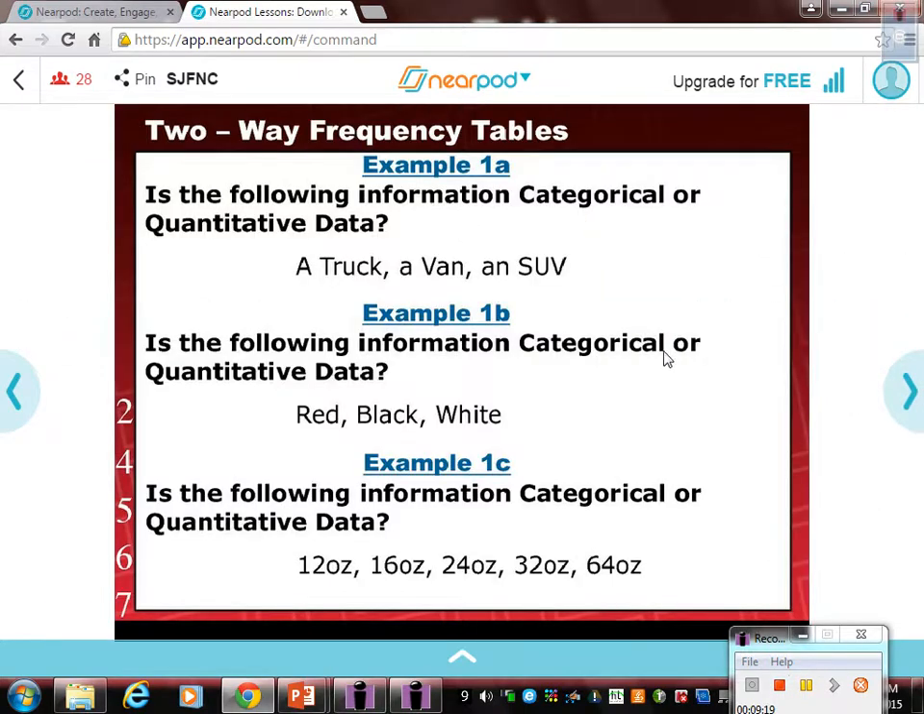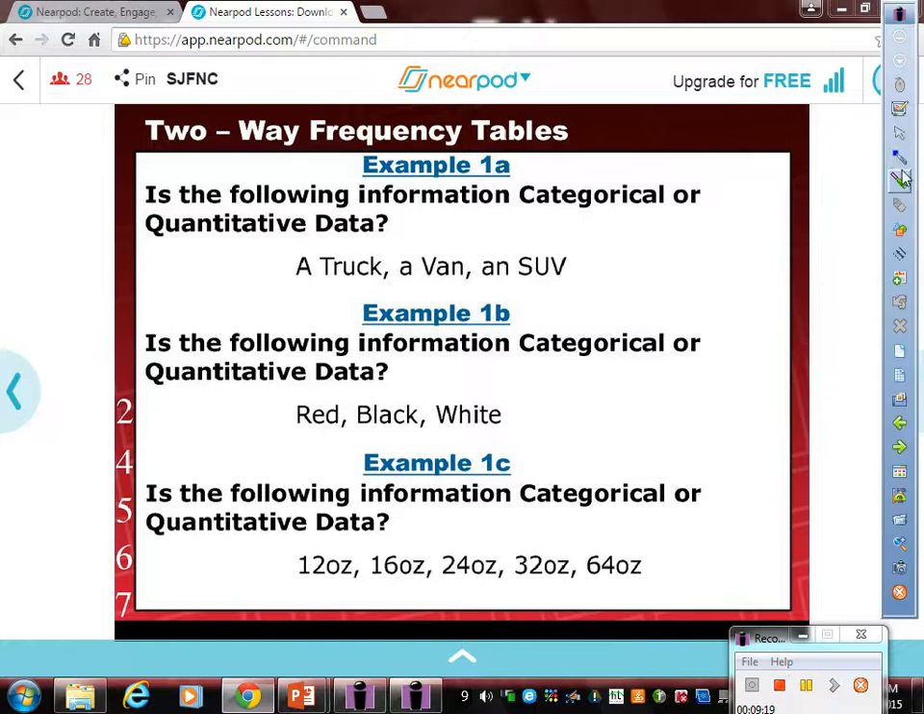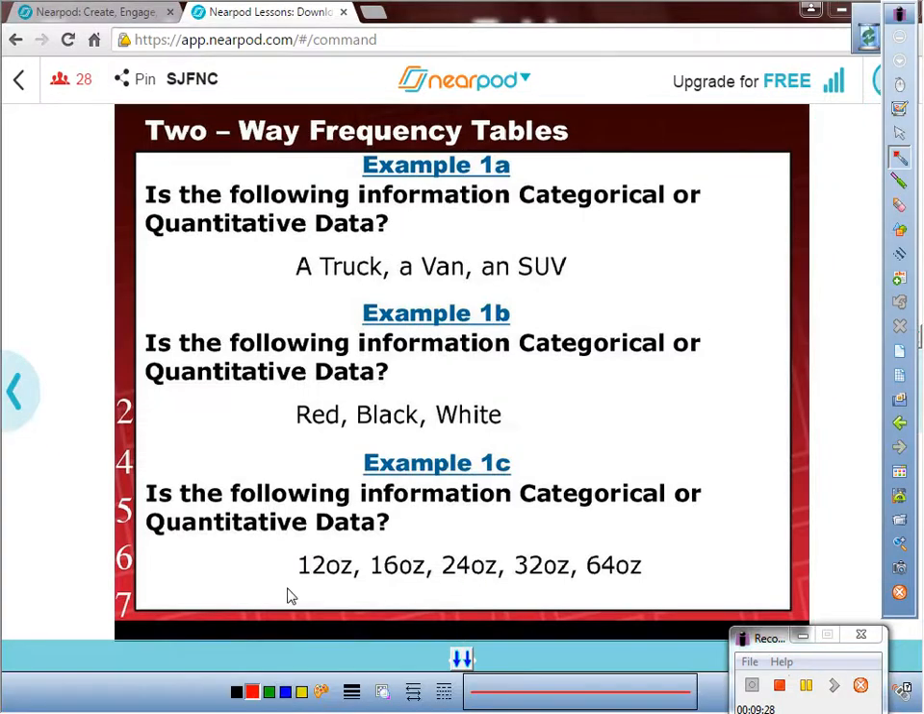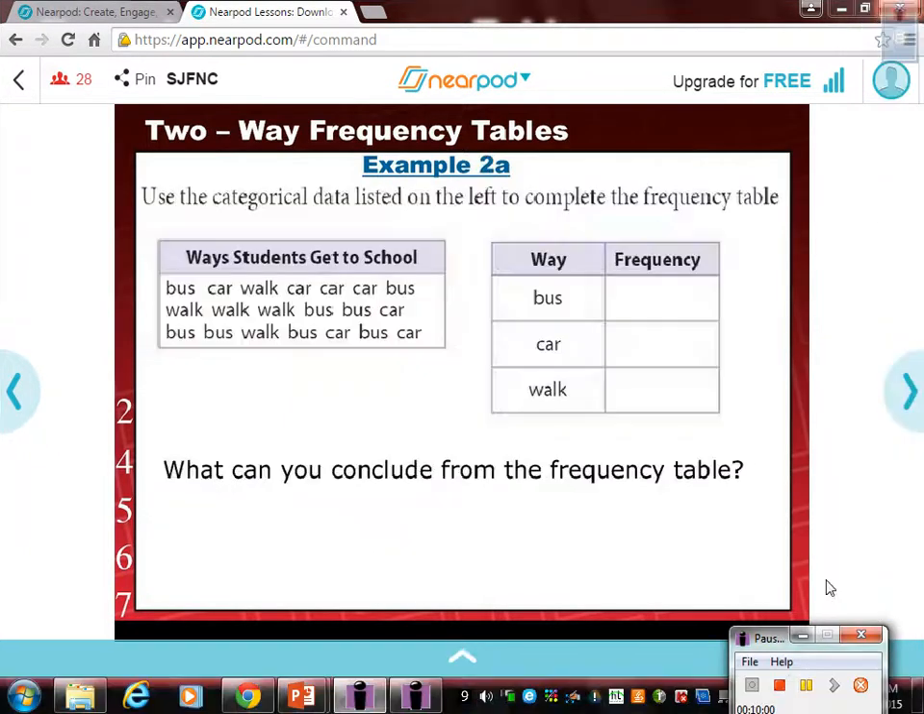Okay? So watch. Look up, please. For example, example 1A. It says, is the following information categorical or quantitative? Let's see. A truck, a van, an SUV. Don't do anything on the screen, please. Stay focused on over here. So what kind of information is this? Categorical. Is that correct? Because it doesn't have any numbers. Are we there? So therefore, by yourself, I want you to do example 1B and 1C on your iPad. All right, here we go.